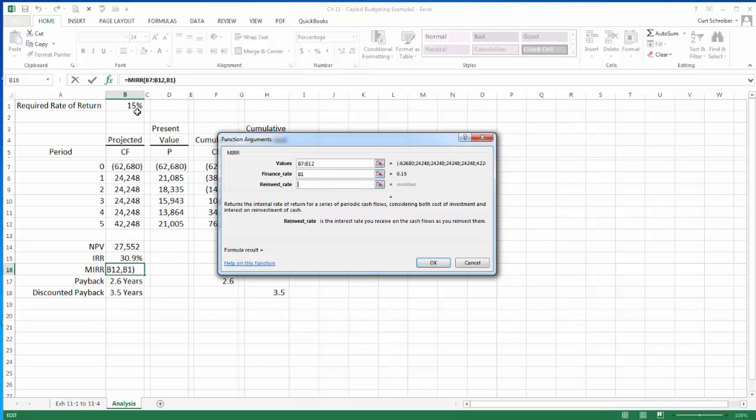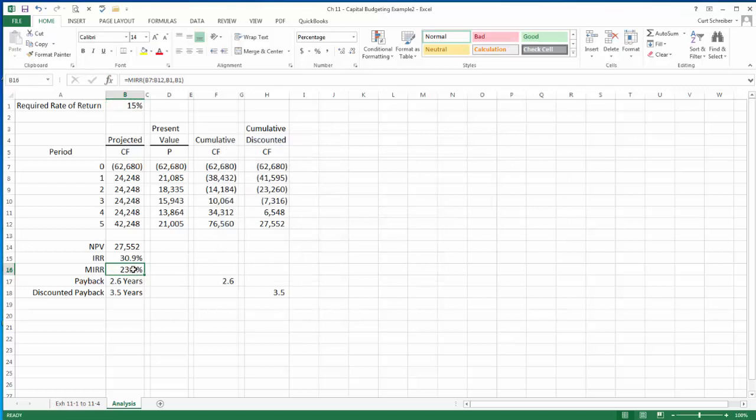That's the one big difference, is with the modified internal rate of return you can redefine the reinvestment rate, while with the internal rate of return the reinvestment rate is assumed to be at this IRR. But in this case, we're going to change that to 15%, which causes the modified internal rate of return to be a more realistic 23.7%.